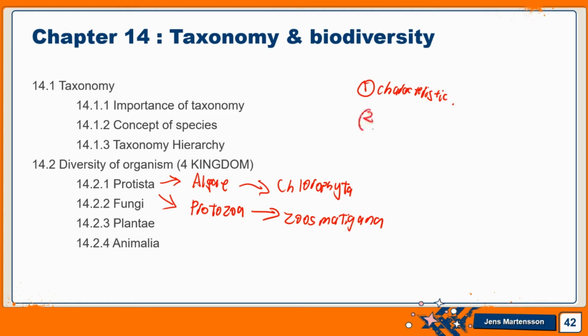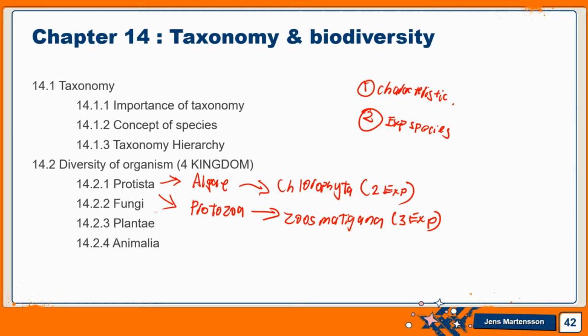And also the second one, you will learn about the example of species. Which species belong to Chlorophyta and Zoomastigina? You have to know. I think Chlorophyta has 2 examples to learn, and Zoomastigina has 3 examples to learn. For all the species you have to know the cell structure and also their function. You have to learn that.